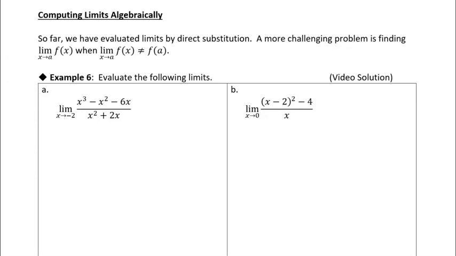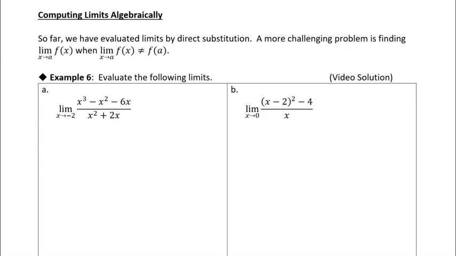So we've seen how we can use direct substitution for polynomial and rational functions, except that in the case of a rational function, the denominator can't be 0. So when the denominator is 0, it's undefined, but we can still find the limit sometimes. Not always, but sometimes we can find the limit if we do a little bit of algebra.